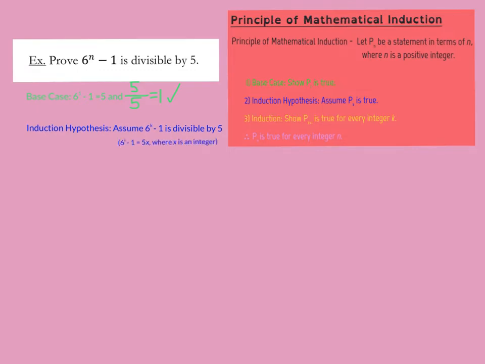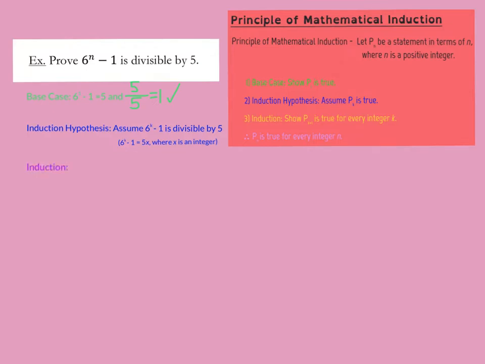Well, just like in our base case, we know that when we plug in a number into the exponent for k, and then we subtract 1, we must get a number that is divisible by 5. Therefore, 5 times some integer should equal 6 to the power of k minus 1. That means that the right-hand side of this equation, when we divide by 5, will always be an integer, which means that it's ultimately divisible by 5.